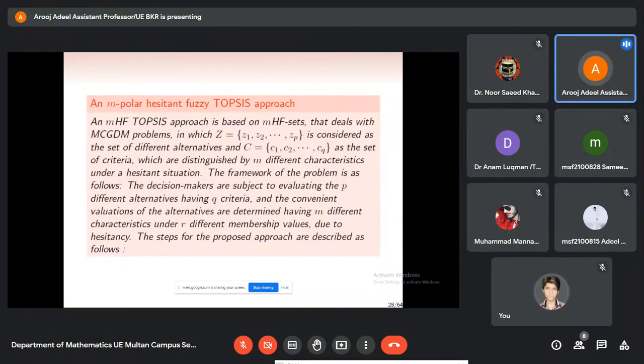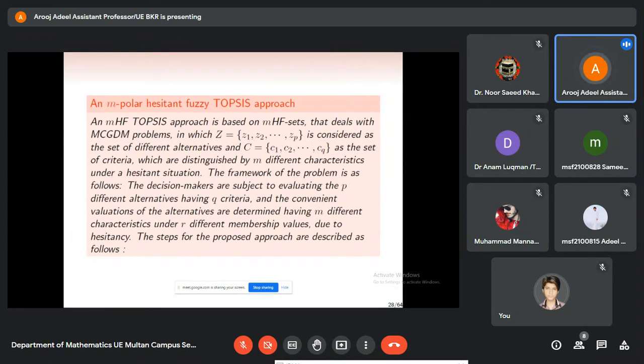Next is the decision making technique, which is known as the M-polar Hesitant Fuzzy TOPSIS approach, and this approach is based on the M-polar Hesitant Fuzzy sets that deals with the multi-criteria group decision making problems, where we take V as a reference set or the set of objects or the set of alternatives, and the C is considered as the set of criteria which are distinguished by M different characteristics under hesitant situation.